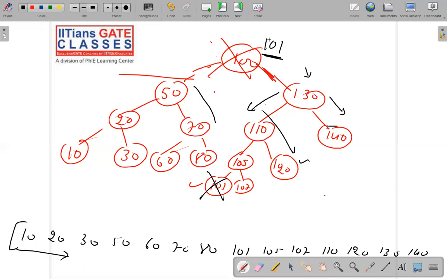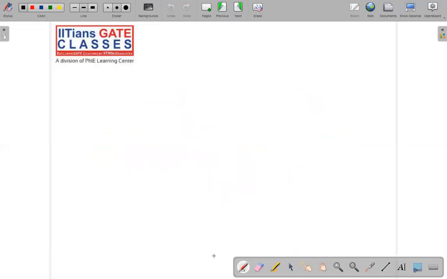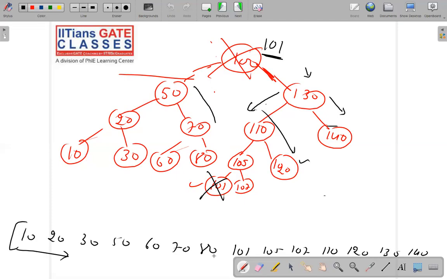Now, let's move on to the next part, where we want to insert something. If you want to insert something in the tree, for example, I want to insert 90 here. Where will I insert 90? Finding out the position in the binary search tree is the same thing as finding out an element, right?